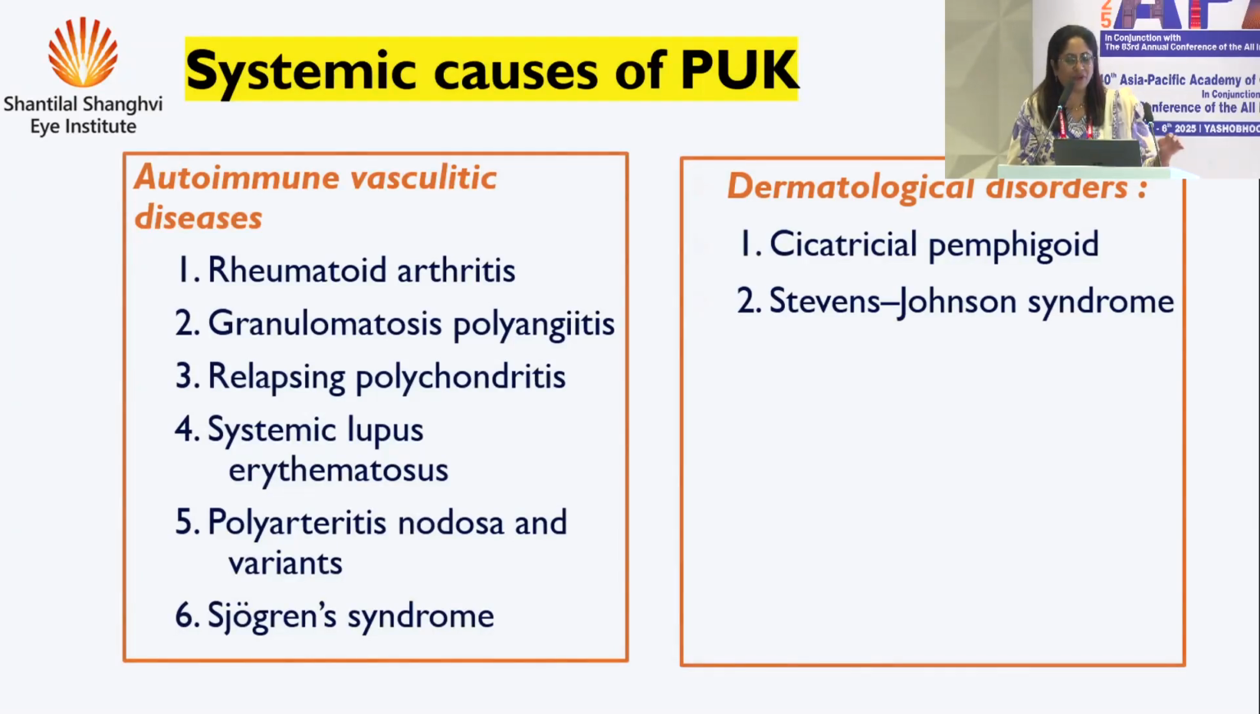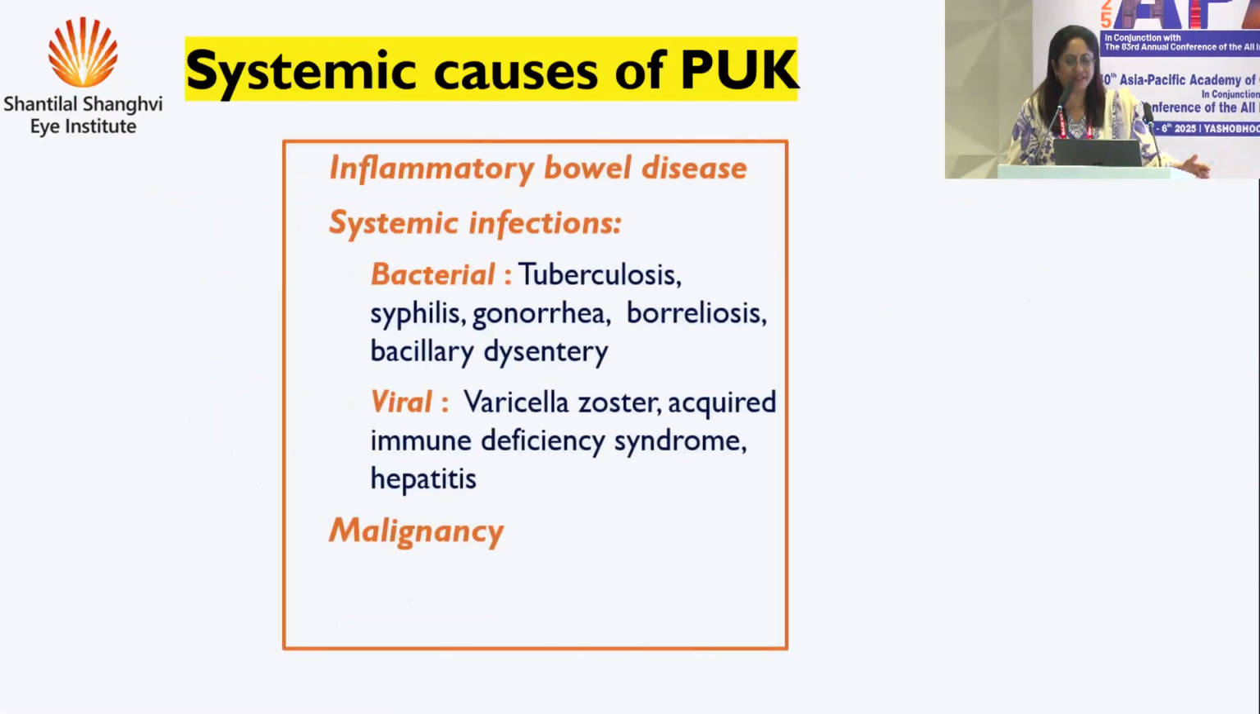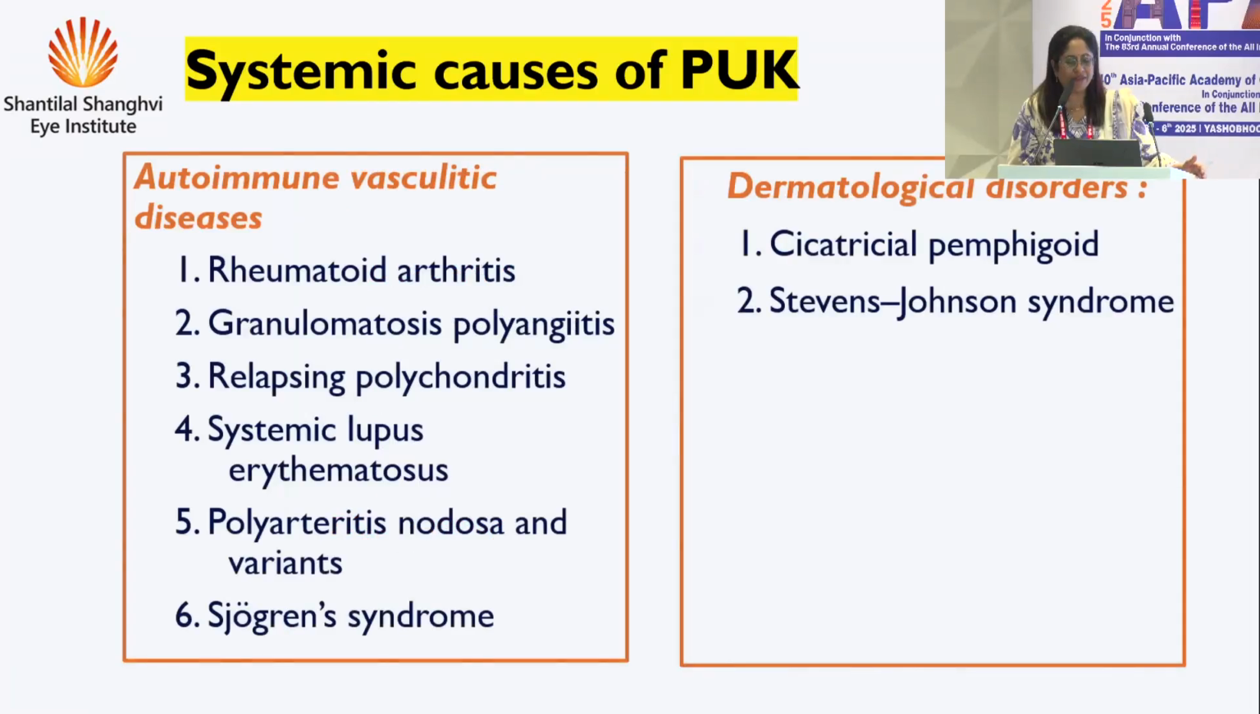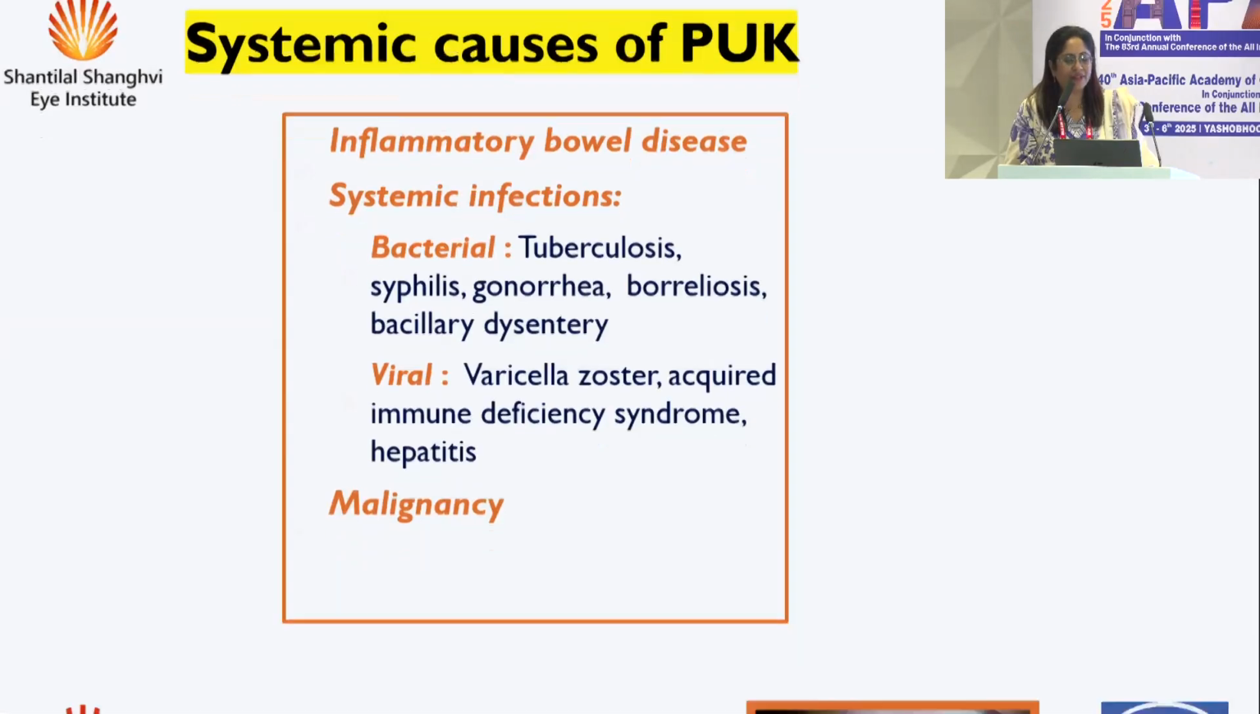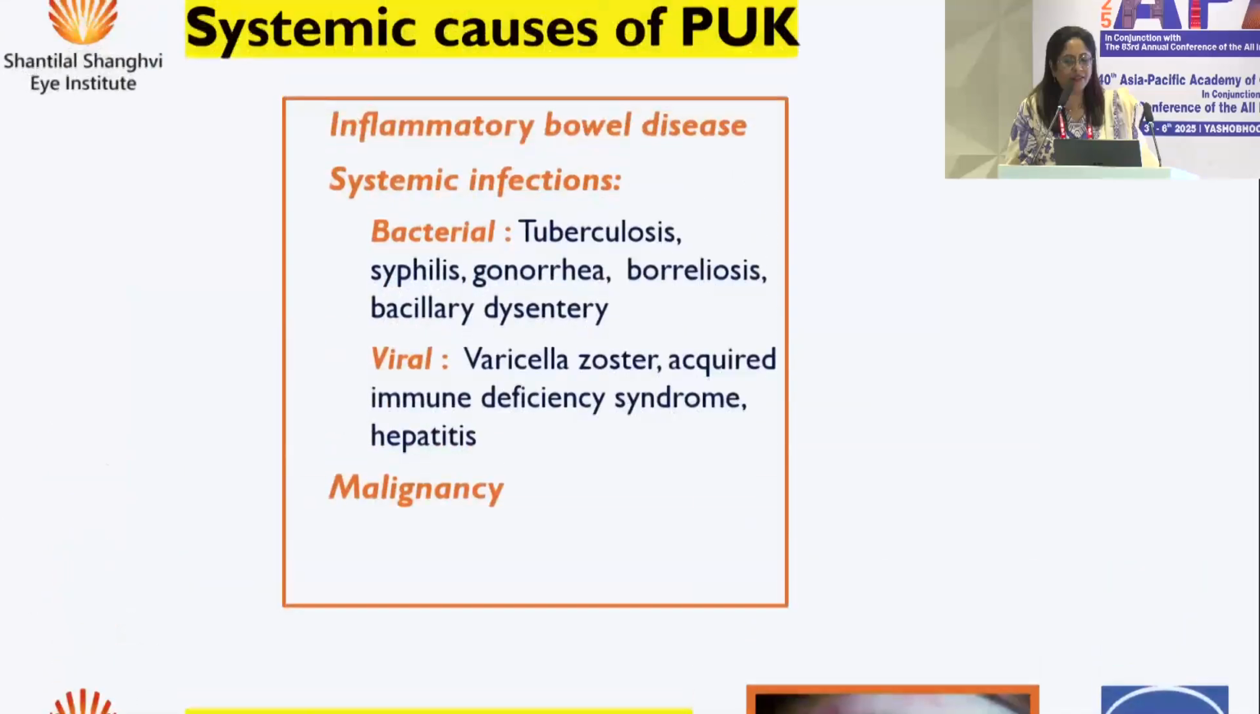We have all the autoimmune vasculitic disorders on your left side, and a few dermatological conditions I mentioned earlier, such as cicatricial pemphigoid and Stevens-Johnson syndrome, which can also lead to a PUK or a PUK-like picture. But the immune-mediated disorders are the ones on your left side. The list goes on a little bit more, even inflammatory bowel disease and certain systemic infections.